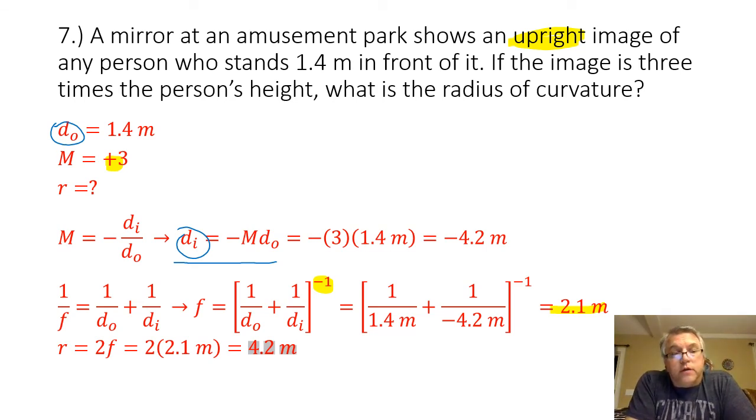The radius of curvature is 2 times the focal length, so I just have to take my focal length, multiply that by 2, and that will give me a radius of curvature of 4.2 meters.